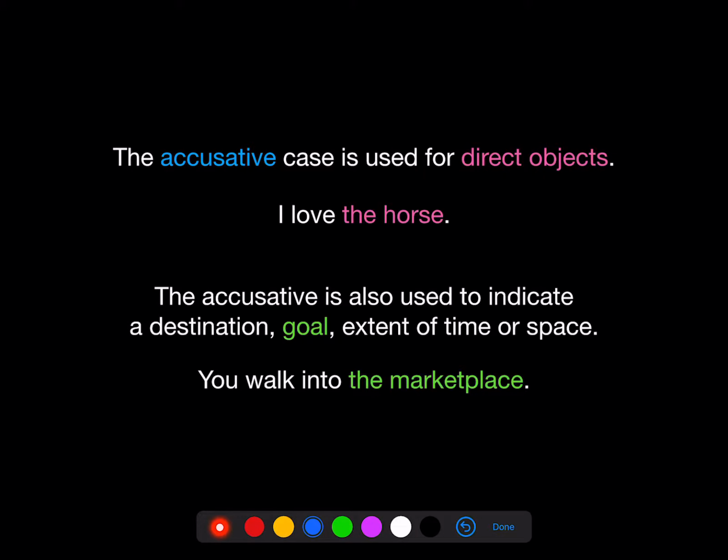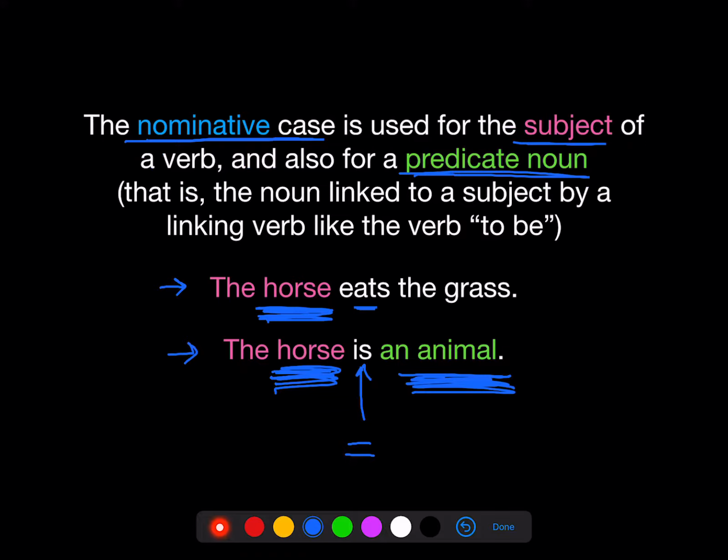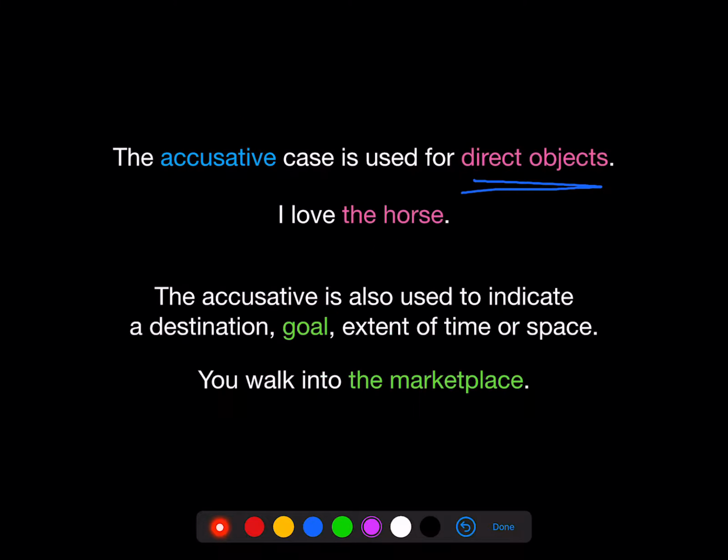The accusative case in Greek is used for direct objects. So if we go back to our previous sentence, the grass here is a direct object. Horse is the subject. Grass is the direct object of the verb eats. Here's another sentence. I love the horse. I is the subject and would go in the nominative case. Horse is the direct object and would go in the accusative case.